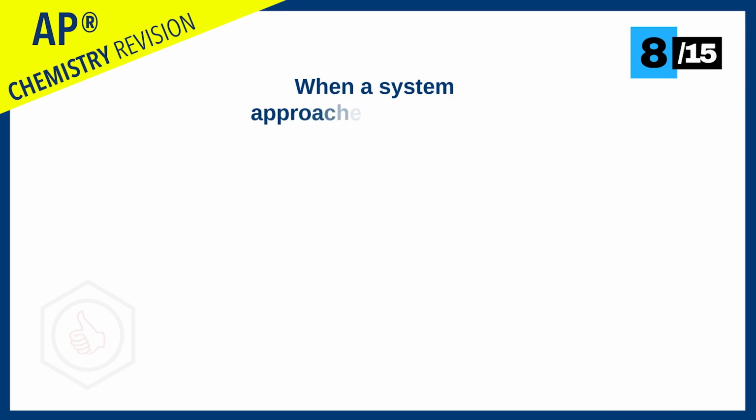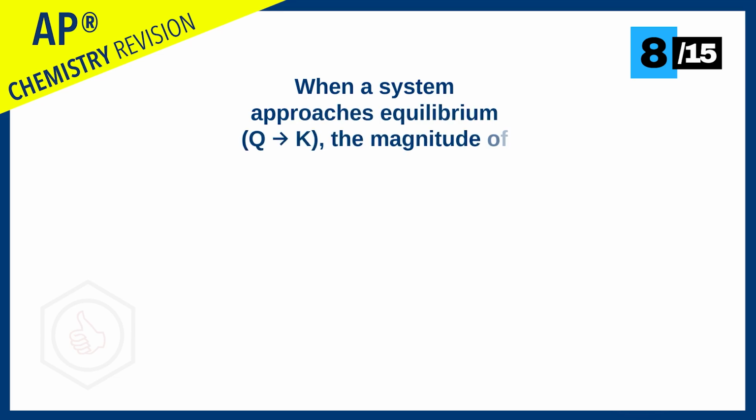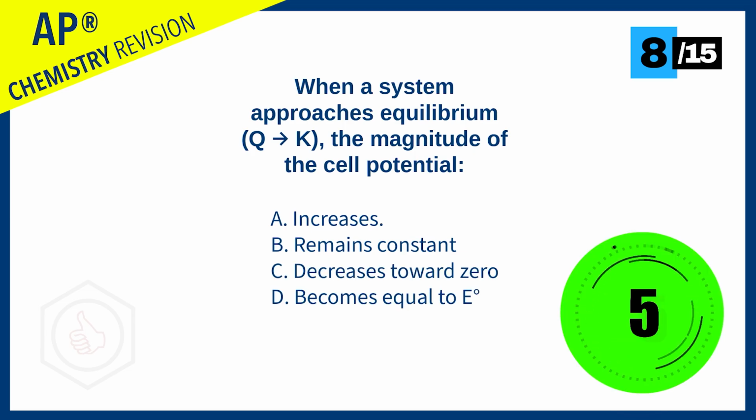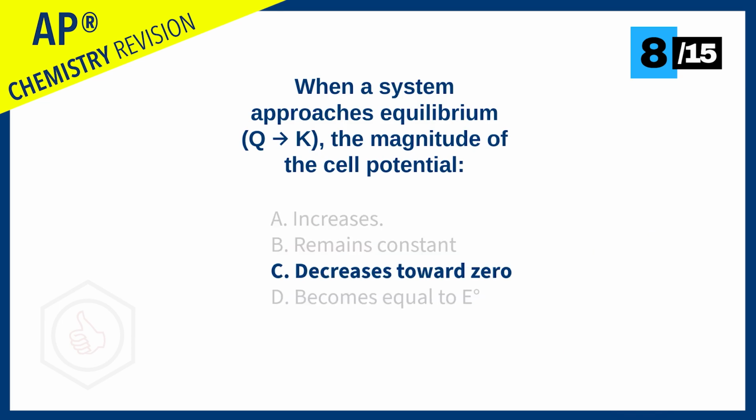When a system approaches equilibrium, the magnitude of the cell potential increases, remains constant, decreases towards zero, or becomes equal to E standard. The answer is decreases towards zero. Because once a system gets to equilibrium, so Q equals K, then the rate of the forward and reverse processes are equal, meaning no net change overall, meaning the cell potential must be zero.